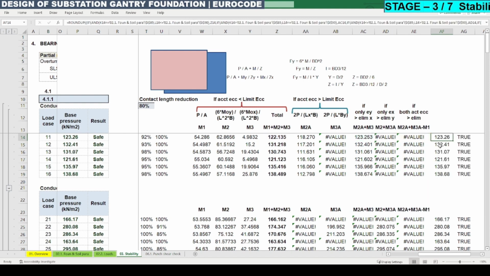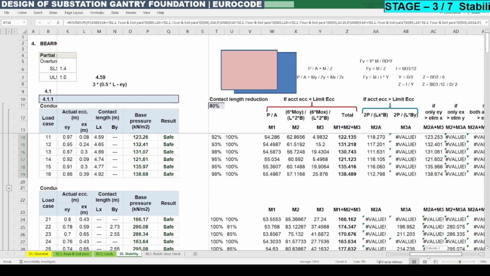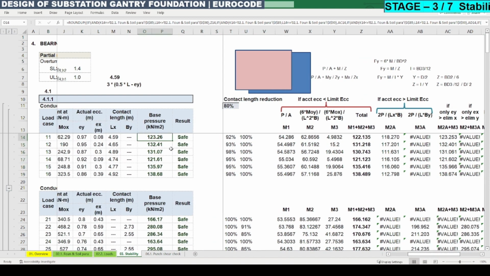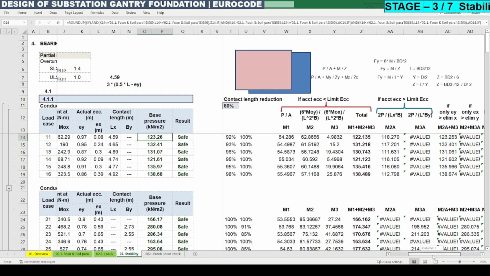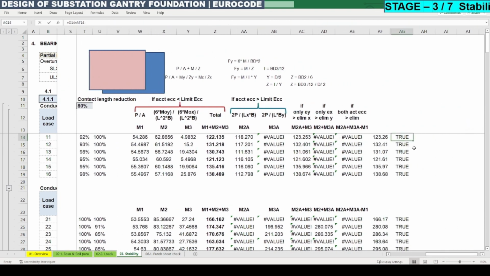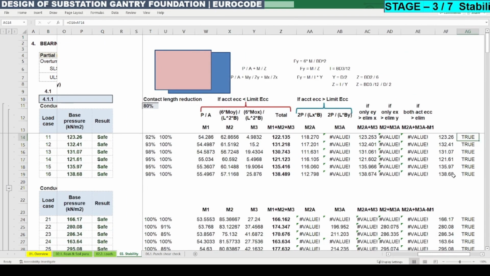Then the total bearing pressure is arrived here. Total or exact bearing pressure, the applicable bearing pressure we can say. The same formula is applied here. So there are two ways of applying the bearing pressure value, and we check whether both are the same. It is made for a cross check. If both are the same, then it says true.